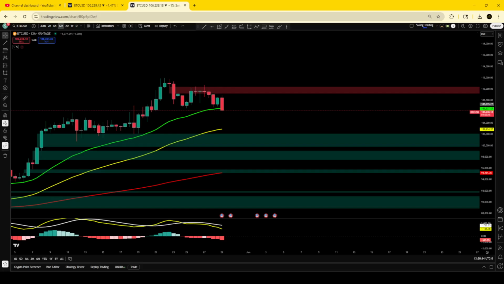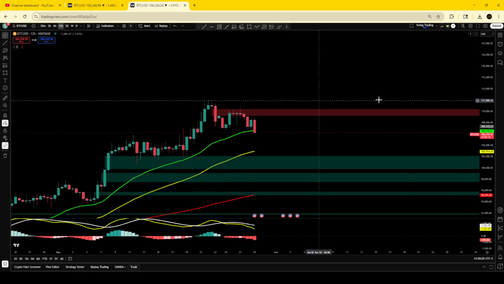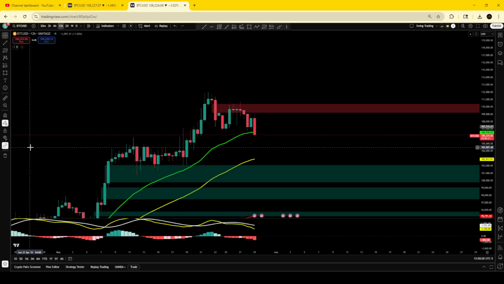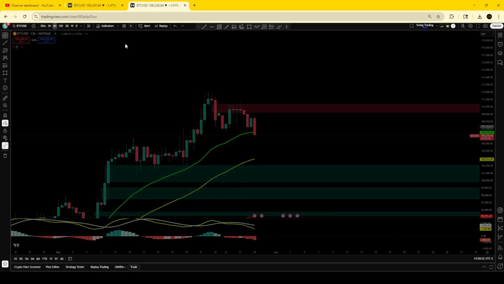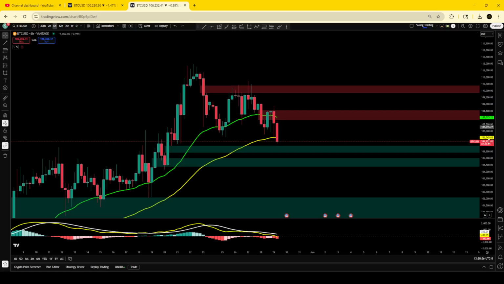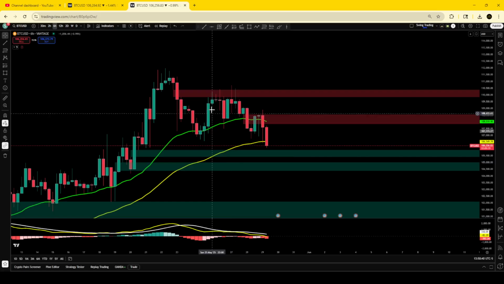All right, so 12-hour. This is typically where I will actually draw my trend lines, my working trend lines, my setup zone, pullback, support, Fibonacci's, whatnot. And then on the 6-hour, this is when I'm looking to start getting into the trade.